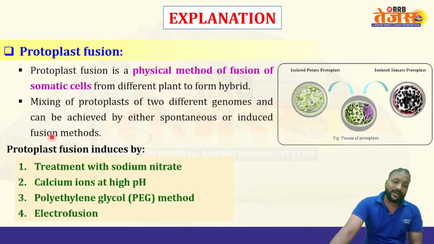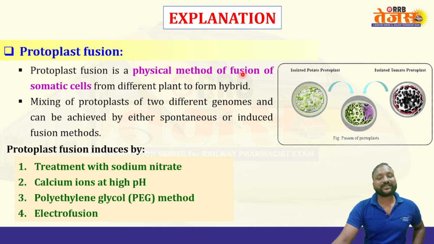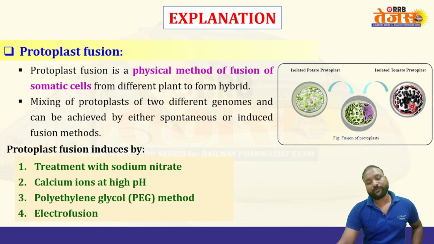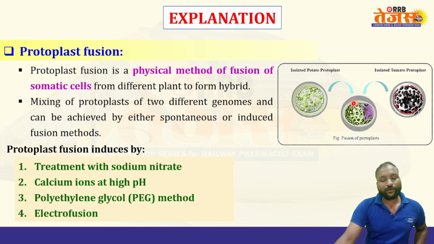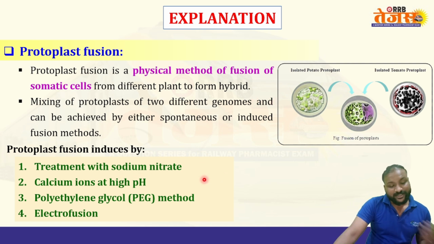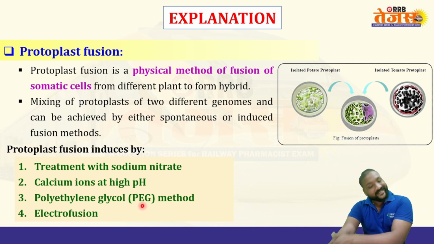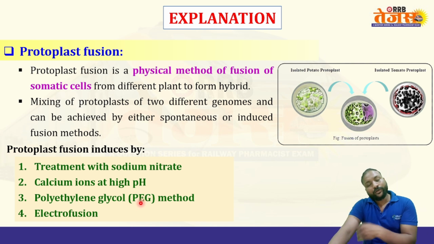Okay. So colchicine is important in polyploidy, but it is not a fusion agent in the protoplast culture technique. Protoplast fusion is a physical method of fusion of somatic cells from different plants to form a hybrid. So this is an isolated protoplast from potato, sorry, it's from tomato. Okay. So for the fusion of protoplasts, colchicine won't be used, but sodium nitrate and calcium ions, polyethylene glycol, and electrofusion are the reagents or agents used to create the fusion.